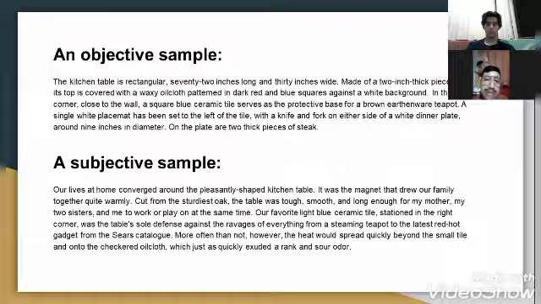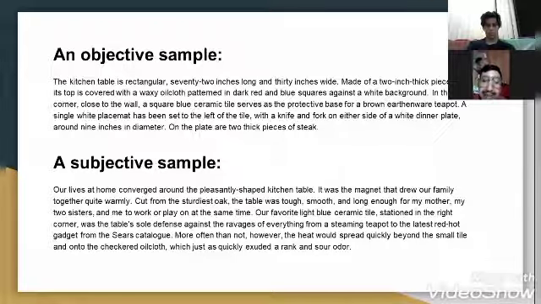A subjective sample: our lives at home, centered around the pleasantly shaped kitchen table. It was a magnet that drew our family together quite warmly. Cut from sturdy oak, the table was tough, smooth, and long enough for my mother, my 2 sisters, and me to work or play at the same time.